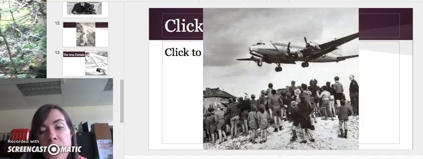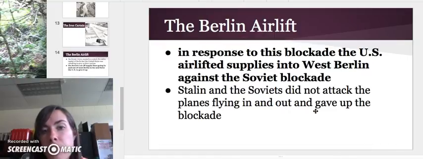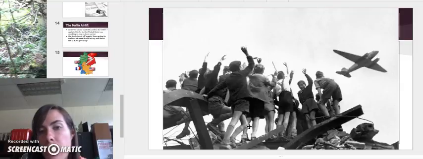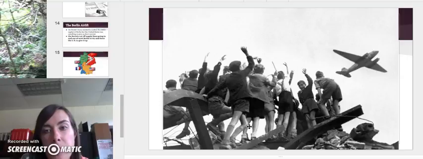Because they live in a very small territory, they're not farming. And in response to this blockade, okay, the U.S. airlifted supplies into West Berlin against the Soviet blockade. So they did exactly what the Soviet Union was trying to avoid, okay? So Stalin and the Soviets did not attack the planes flying in and out, but gave up, instead they gave up trying to control that part of West Berlin, okay? And so the United States was successful in this, Soviet Union was not, and the Soviet Union gave up trying to get a hold of that portion of West Berlin.